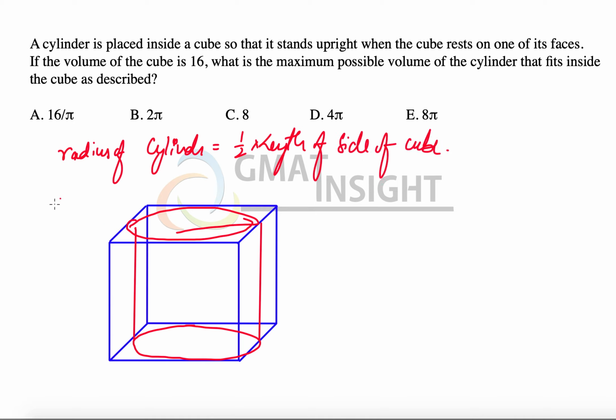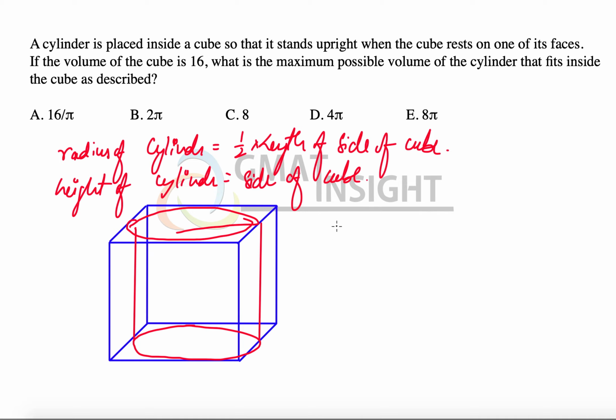At the same time, the height of cylinder should be equal to the side of cube, right? Because this is the height and this is equal to this side. Now we simply have to solve this question. A cylinder is placed inside a cube so that it's upright. The cube rests on one of its faces.